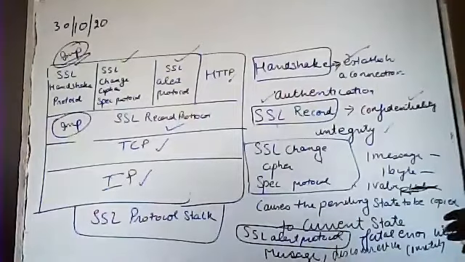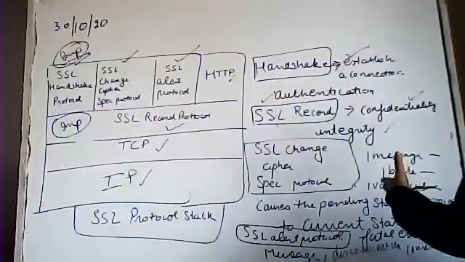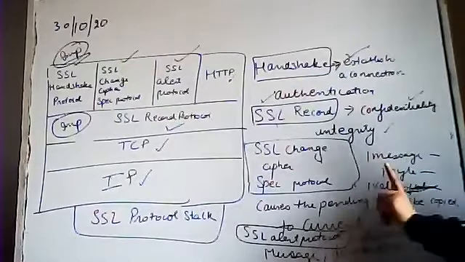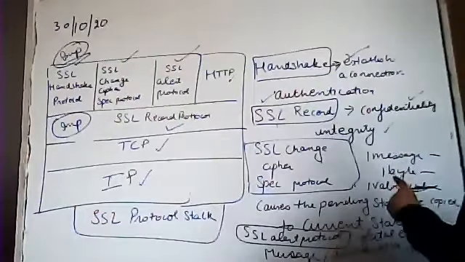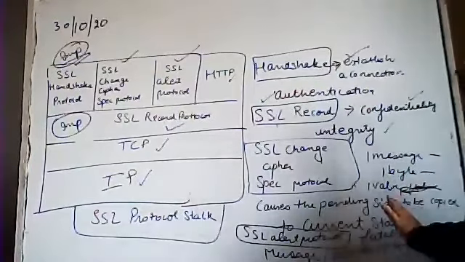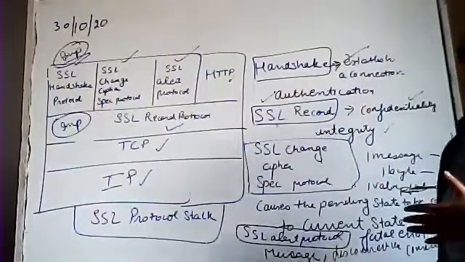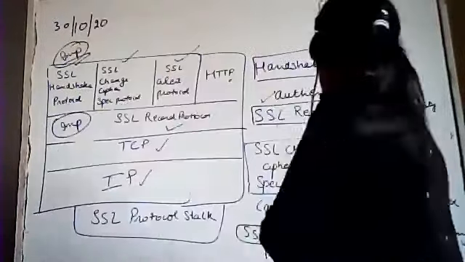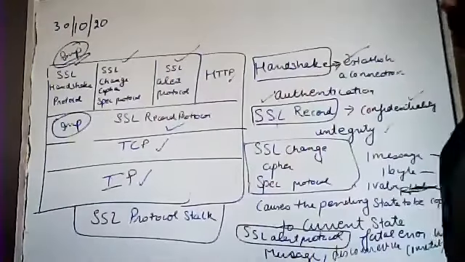And the third is the SSL change cipher spec protocol, which consists of one message with one byte value. It causes the pending state to be copied to the current state. It will just convert the pending state to the active state. So that is the functioning of the SSL change cipher spec protocol.